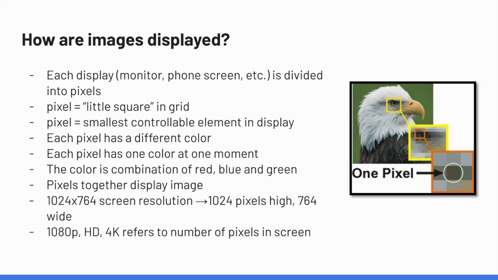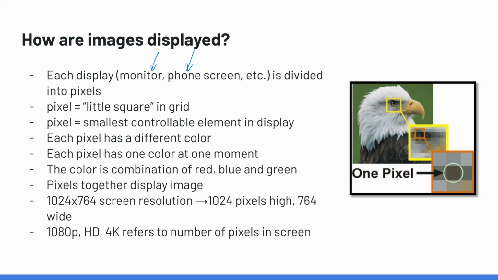Okay, so now that we understand how text is displayed using binary, let's go ahead and get into how images are displayed. And in order to understand this, we need to go through a few things. So the first thing that we need to understand is that every display, so every monitor or phone screen, is divided into pixels. And a pixel is essentially a small square in a grid that is the screen.